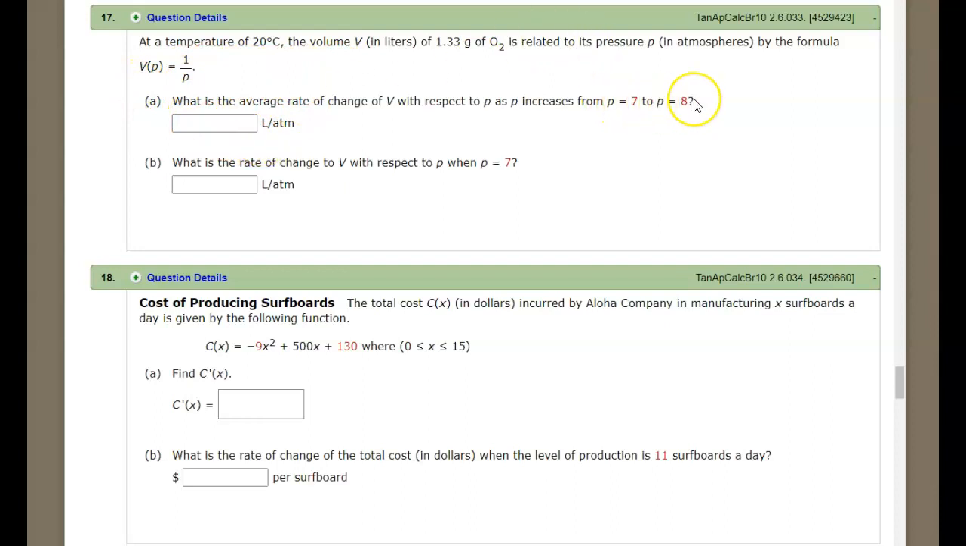Number 17 is just the slope between the 2 points. You're going to put in 7, put in 8. You'll have a y2 minus y1 over x2 minus x1. What is the rate? Is the derivative. This goes into y1. You do second trace, 6.